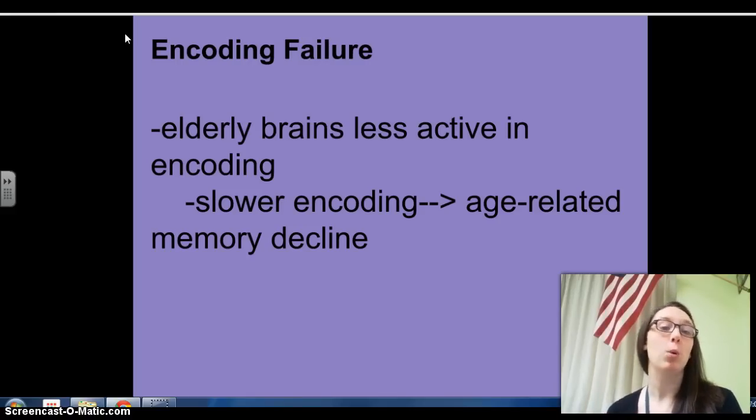So first we'll start with encoding failure. One interesting thing about encoding is that as you get older, you actually get worse at encoding. When you compare the elderly brain to the adolescent brain or to the middle adult brain, the elderly brain is actually less active during encoding. And so this is one of the possible explanations for why there is age-related memory decline. There are other things at play for sure, but the elderly brain is less active during encoding, so the slower encoding could lead to some of those memory issues that we see.